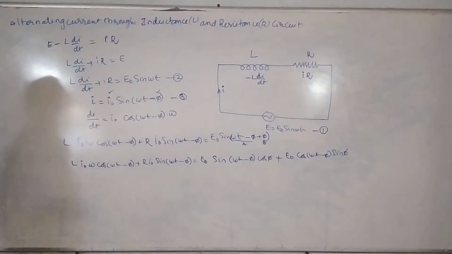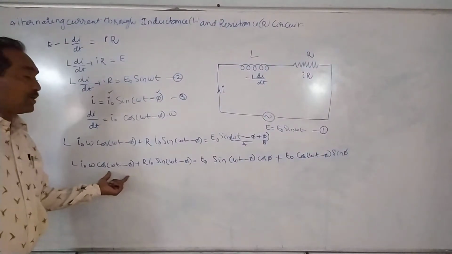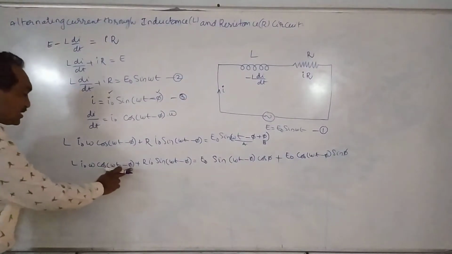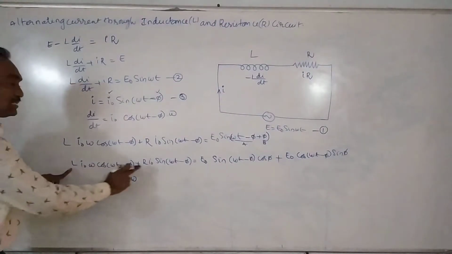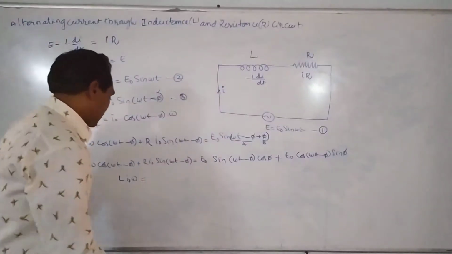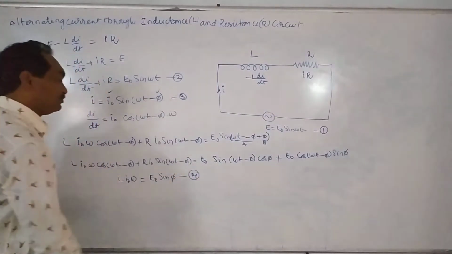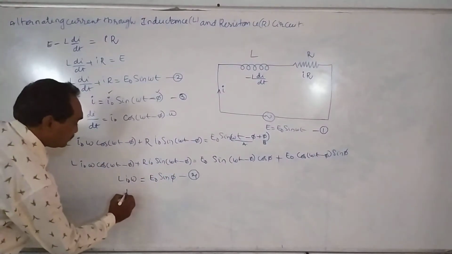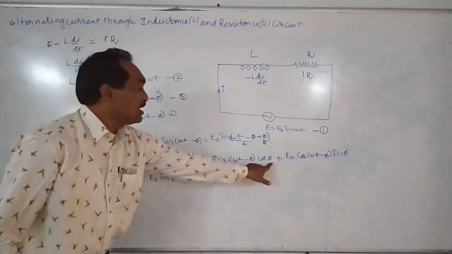This equation is true. So the coefficients of cos(ωt − π) are equal, and the coefficients of sin(ωt − π) are also equal. What is the coefficient of cos(ωt − π)? There is L I₀ ω, which is equal to the coefficient of cos(ωt − π), that is E₀ sin π. That is taken as equation 4. Now the coefficients of sin(ωt − π): here is R I₀, which is equal to the coefficient of sin(ωt − π), E₀ cos π.